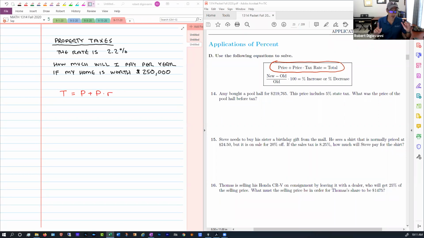You have to be careful here, because what I want to know is how much we're paying in taxes, okay? How much we're paying in taxes. So I want to see what you come up with. This is the only formula that we have so far. So see what you can come up with, and then we'll talk. So how much will I pay? I'm going to clarify this: in taxes per year.